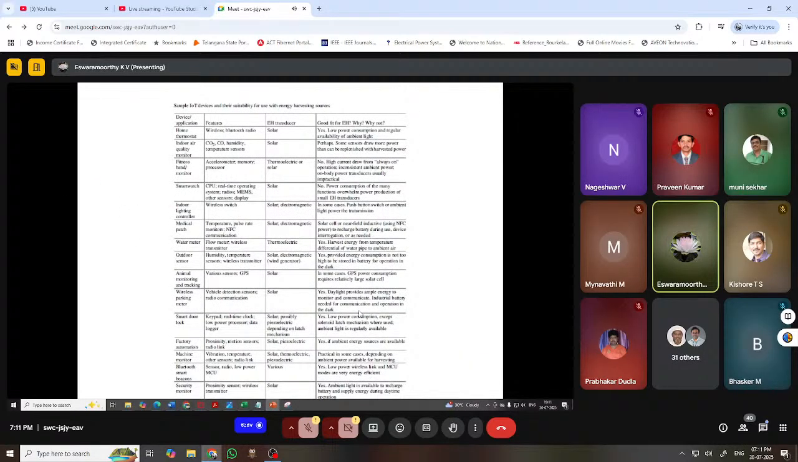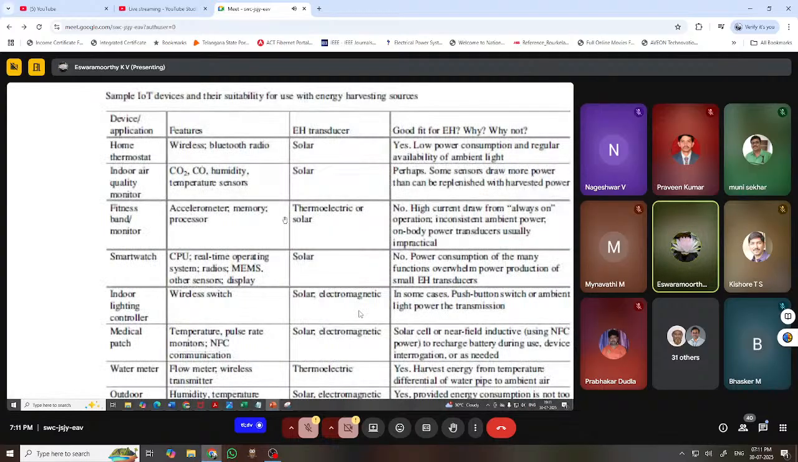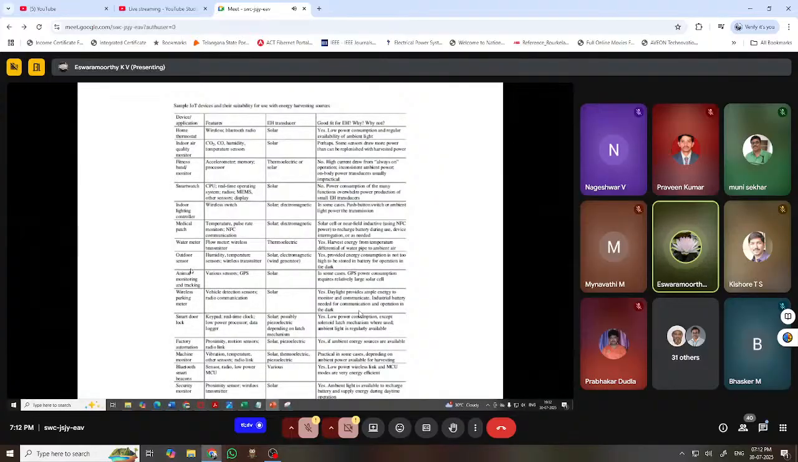For example, a home thermostat can be used for wireless Bluetooth radio, and the energy transducer can be solar. An indoor air quality monitor, which monitors CO2, CO, humidity and temperature sensors, can be solar. A fitness band with accelerometer and thermometer can use thermoelectric and solar. A smartwatch powering the CPU, real-time operating system, radio, MEMS and other sensors can be solar. Indoor lighting control can be solar or electromagnetic. A medical patch, solar or electromagnetic. And we can use a water meter also.